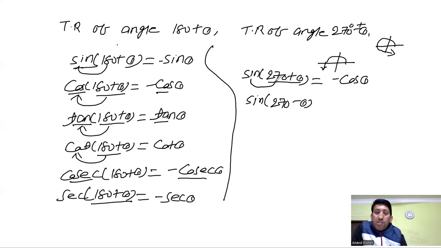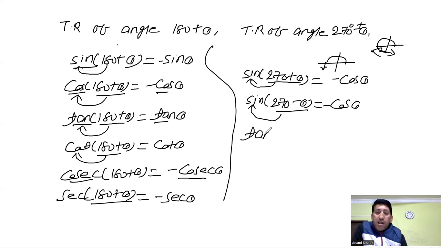Always we have to see the left side of 270. So sine 270 plus theta is minus cos theta. And 270 minus theta: again this is 270, so sine becomes cos, the ratio will change, and 270 minus something is the third quadrant. In the third quadrant, tan and cot are positive, the rest negative. So sine is negative, so minus cos theta.